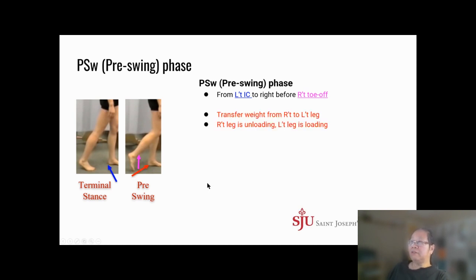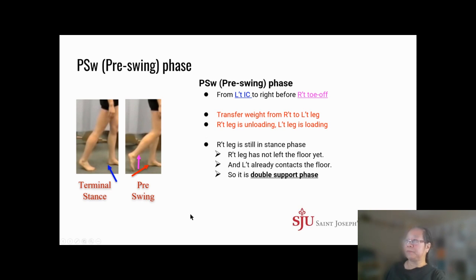Before the toe is off, we're transferring the weight from right side to left side. So it's loading for the left, but it's pre-swing for the right. And we know pre-swing means it's not swinging yet. So the right side is still contacting the ground. So this is double support. Once the toe is off, then pre-swing ends.